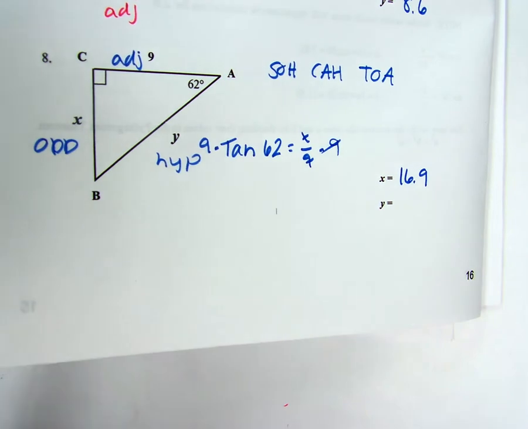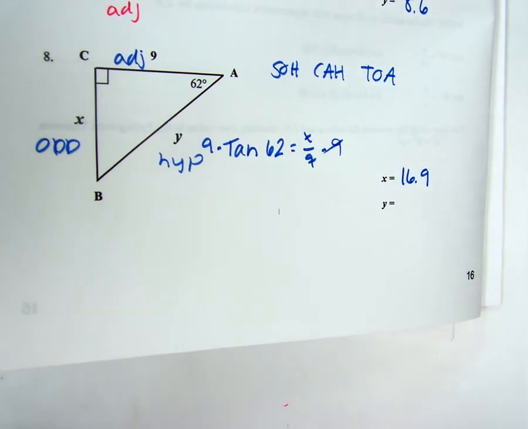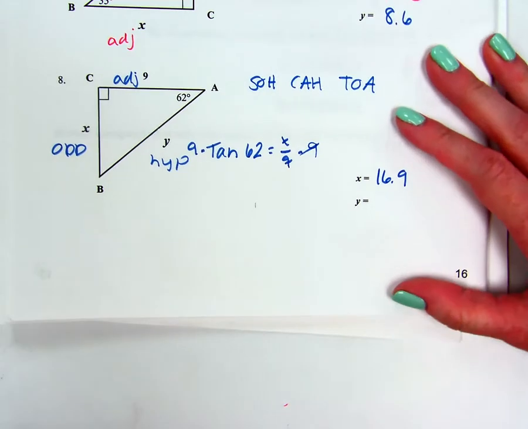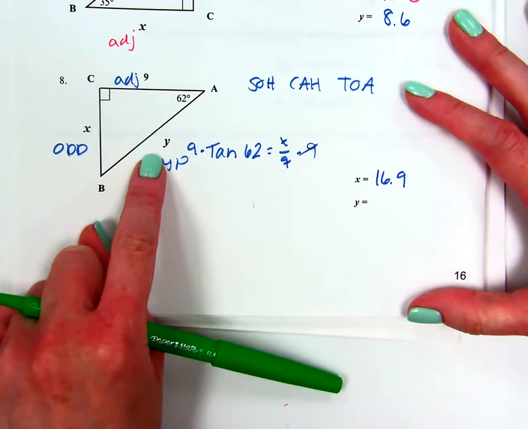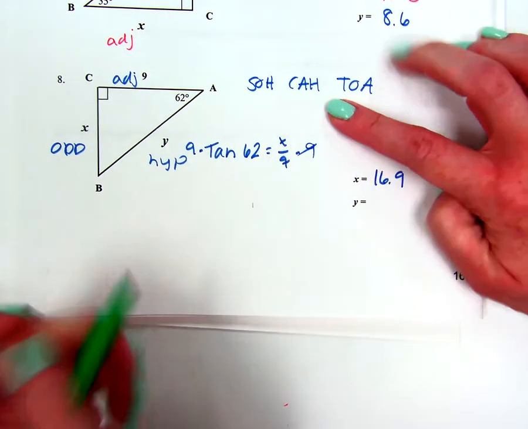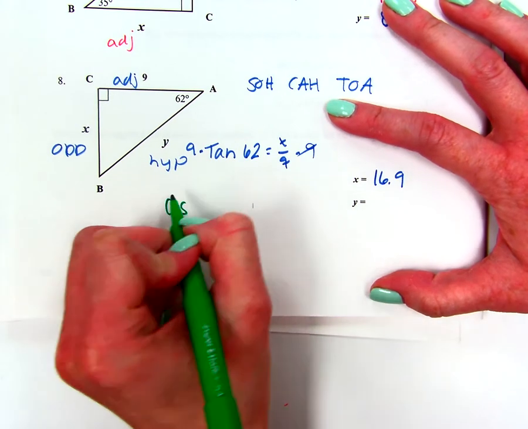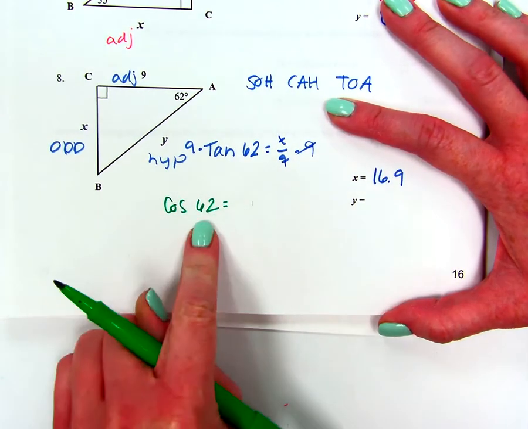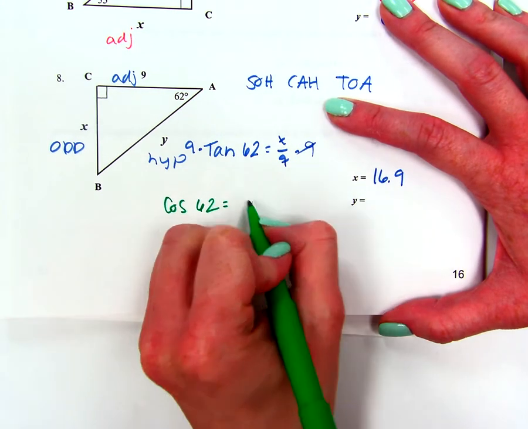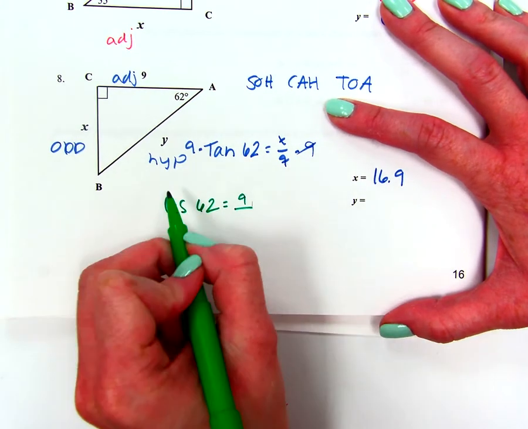Again, I suggest that you start with what's given to you. So in this case, we're starting with our adjacent, and this time our y is our hypotenuse. So adjacent and hypotenuse is cosine. So we're going to do the cosine of 62 equals, and then we have adjacent, which is 9, over hypotenuse, which is y.